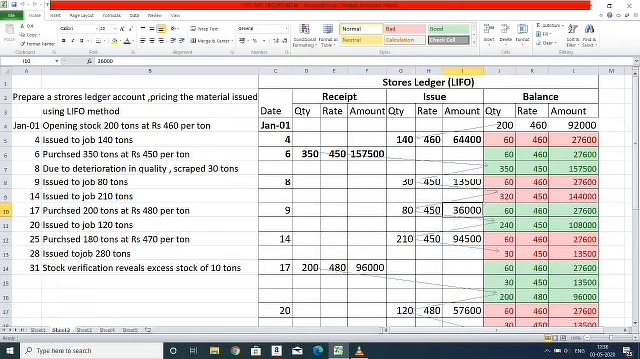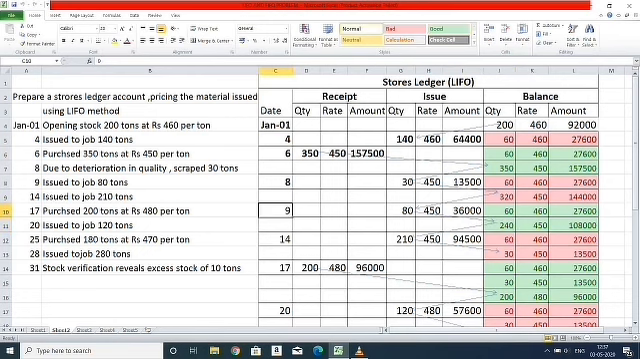Now our closing stock, we have already 60 in hand from our opening balance, and then our 320 reduced by this 80, that comes to 240 units. So our closing stock comprises of 60 plus this 240 tons. 60 into 460, 27,600, then 240 into 450, 1,08,000. This is our closing stock position on January 9.